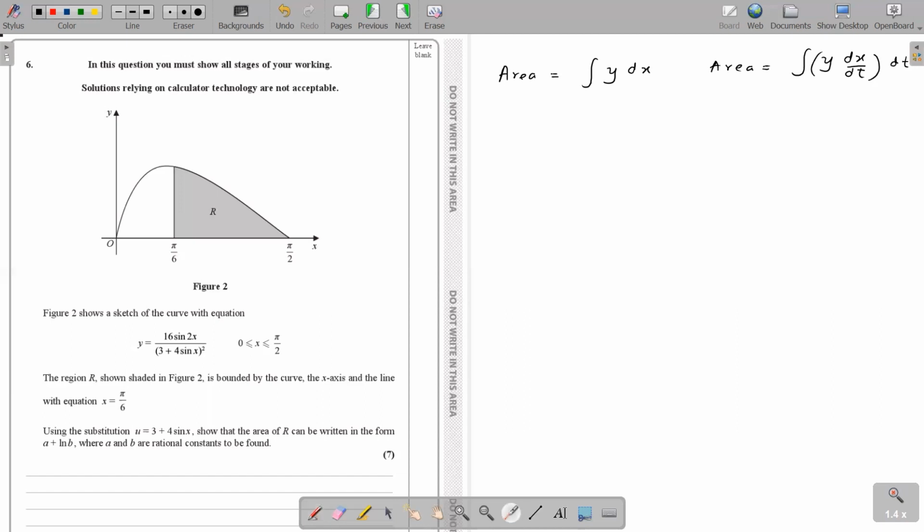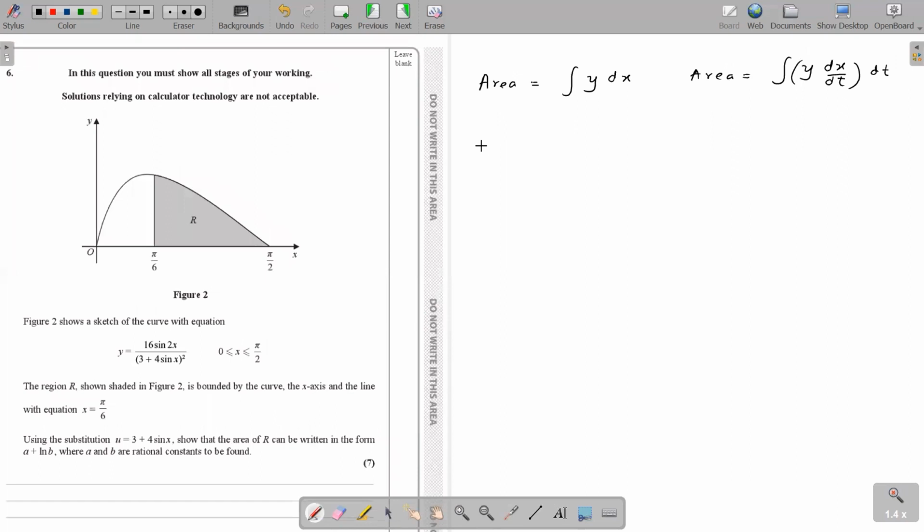So which one do I need here? Do I have a Cartesian equation or a parametric equation? You can see y and x are directly equated, right? Which means it is Cartesian. So I'll use the area equation with the Cartesian. I want to get the area, integration of y dx. Y is 16 sine 2x over (3 plus 4 sine x) squared. So y dx, and what are your x limits? Starting from pi over 6, ending at pi over 2, the shaded region, right?